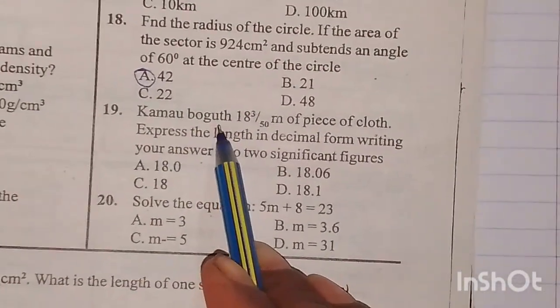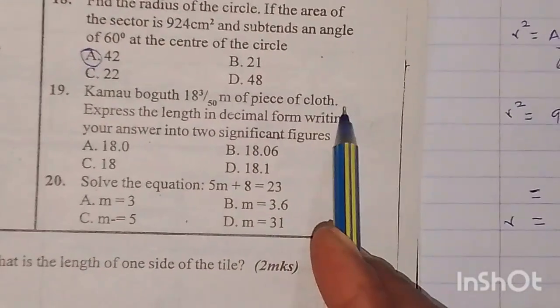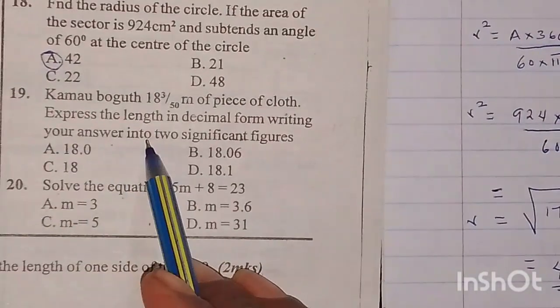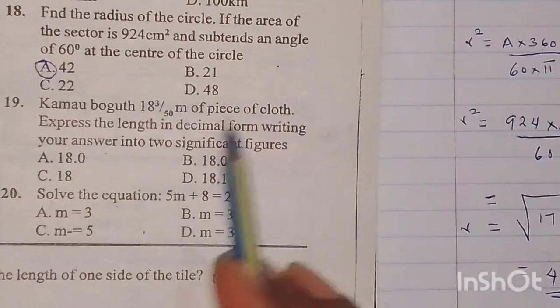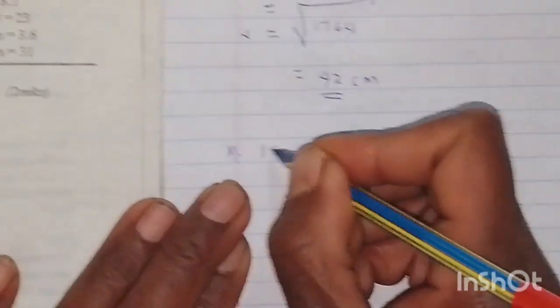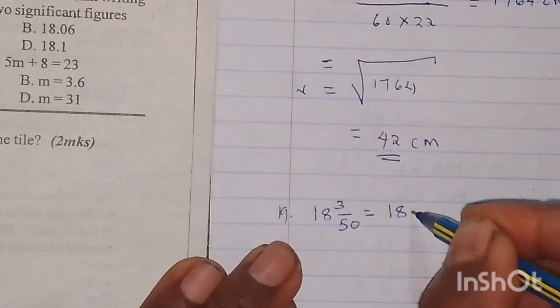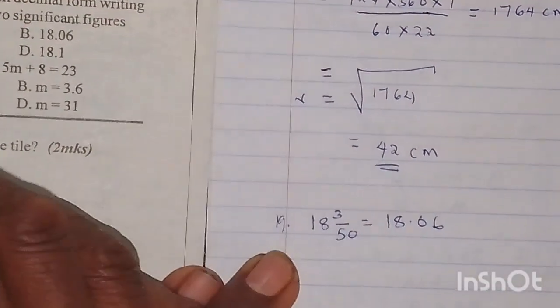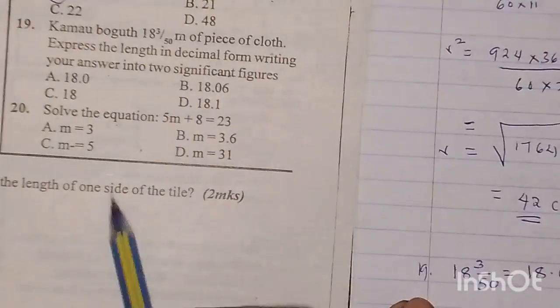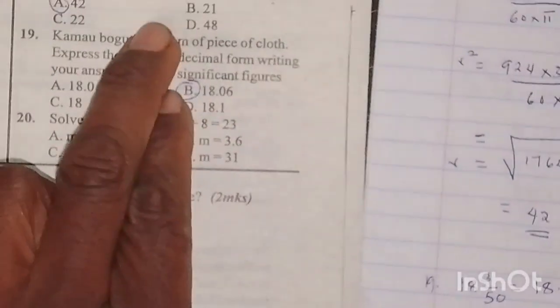Question number 19. Kamau bought 3/50 meters of a piece of cloth. Express the length in decimal form, writing your answer to two significant figures. 3/50. And the answer is 18.06. Writing your answer to two significant figures. The answer is B, 18.06, because now we have divided 3 by 50.